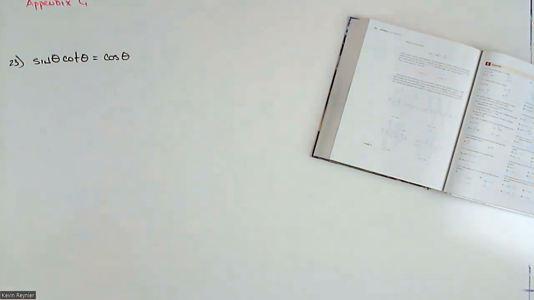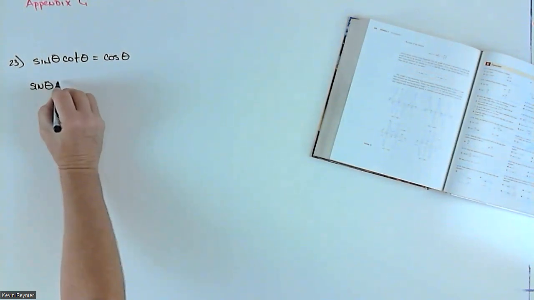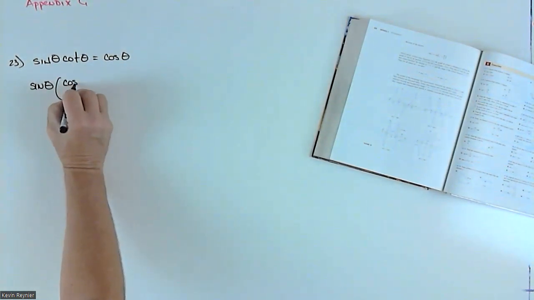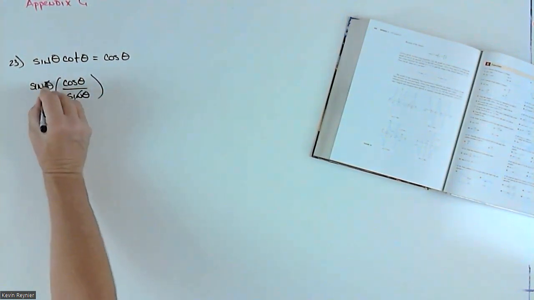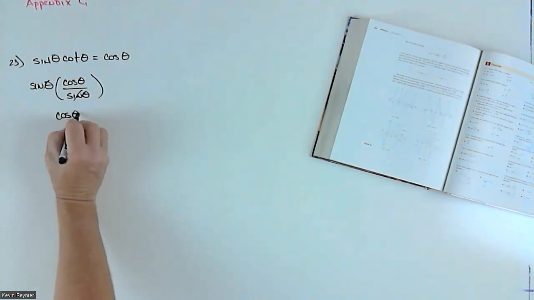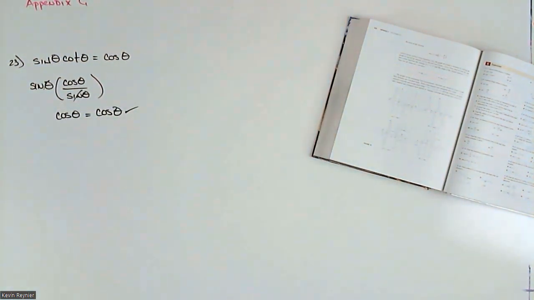Now, this identity pretty much falls out, right? We know sine theta goes here. We know the definition of cotangent is cosine of theta divided by sine of theta. The sines cancel, and we get cosine theta equals cosine theta, and we're done. All right, that's how we do identities.